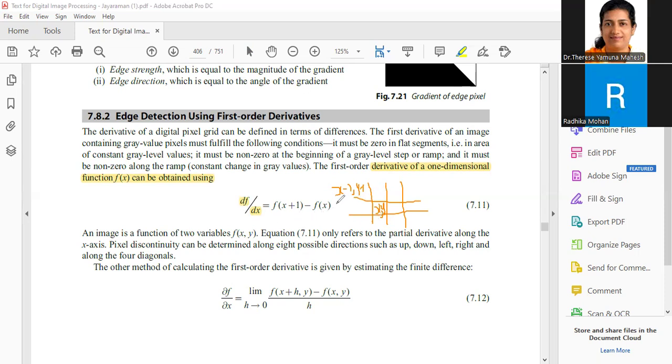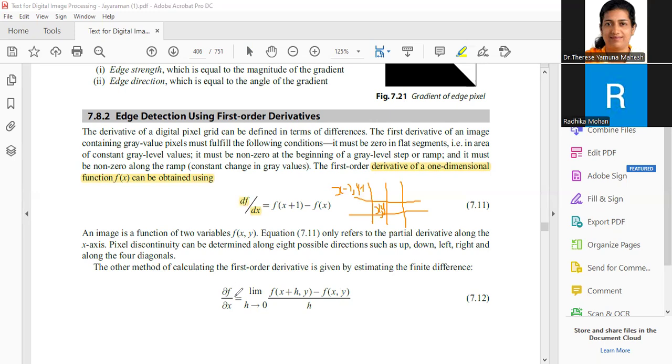If we apply this derivative to this image, then dou f by dou x will be f of x plus 1 minus f of x. So this is the point x plus 1, minus f of x. This derivative comes from the standard formula for differentiation, which we use in numerical methods.